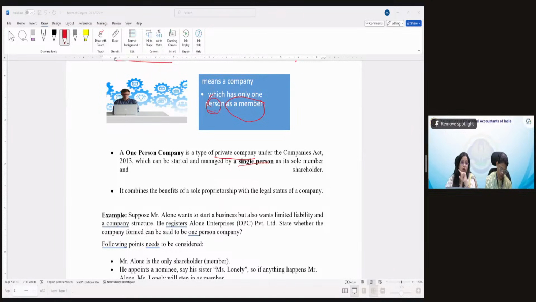If we have to call this one-person entity a one-person company, that means we need to have perpetual succession in this also. We are saying that this person is the sole member as well as the shareholder. So supposedly something happens to this person, what will happen? Generally, what do you think? If someone is the single person, how can we say that this should have a perpetual succession?